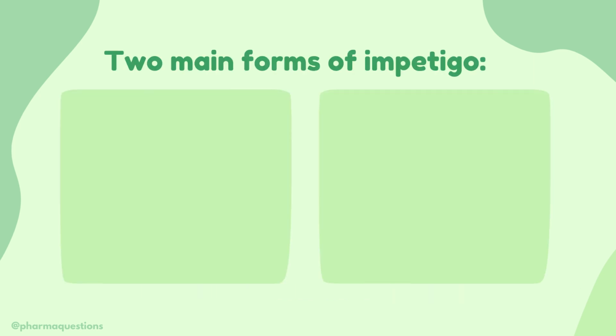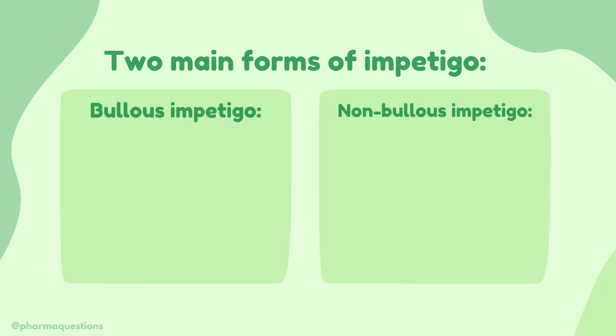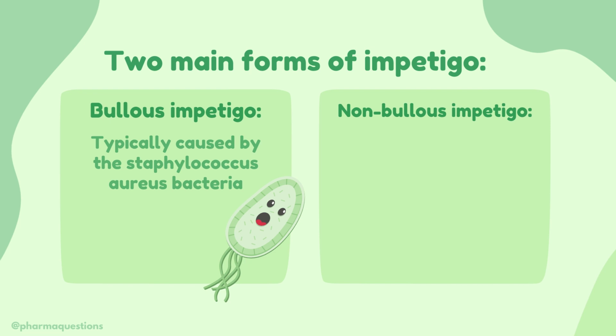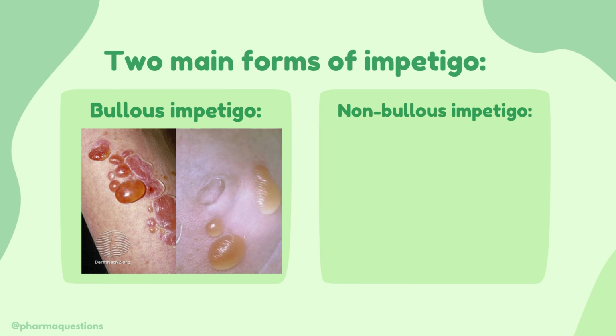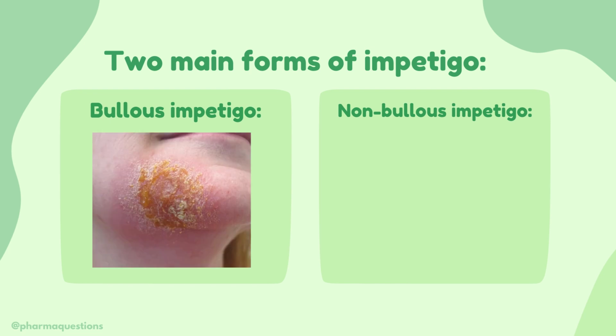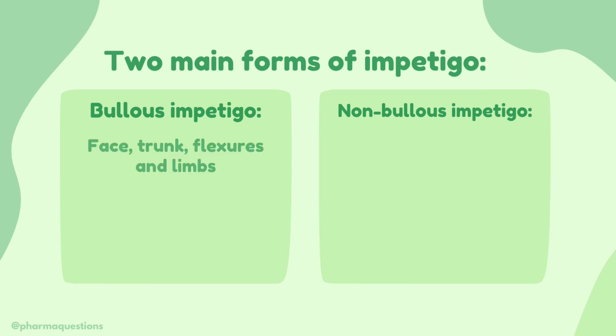There are two main forms of impetigo: bullous impetigo and non-bullous impetigo. Bullous impetigo is caused by the Staphylococcus aureus bacteria, and it typically presents as fluid-filled vesicles and blisters which last 1 to 3 days. When these vesicles burst, they leave a thin, flat, yellow-colored crust. Common areas bullous impetigo affects are the face, the trunk, flexures, and the limbs.